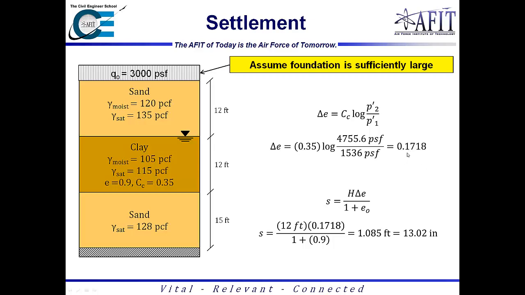And so if I want to actually convert that into an actual settlement, so I know how much that really comes down to, if I multiply 12 feet times that change and divide by 1 plus the original void ratio, I'm going to wind up with about 13 inches. And so that's 13 inches of settlement that happens during the elastic portion of it. And that's really without even getting into the consolidation of this. And so with consolidation, this will decrease even more.